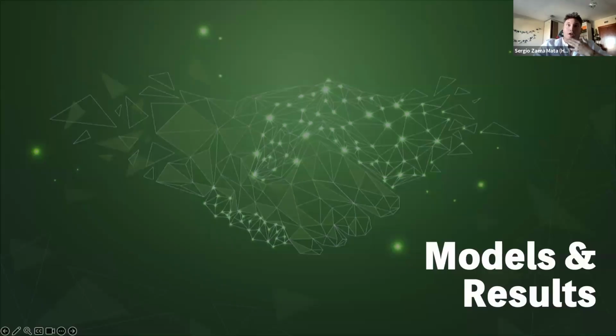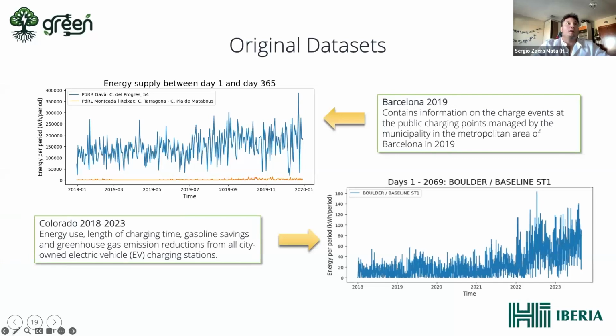So for the results, we start with two datasets. The first one is Barcelona, and the second one is for Colorado, US. As you can see, they are a bit different. The one in Barcelona is only from one year, while the Colorado one is for a few years. But the reality is that the one from Barcelona, even though it has less data, is hourly, while Colorado has some irregularities.